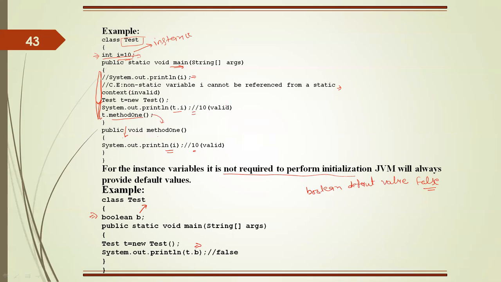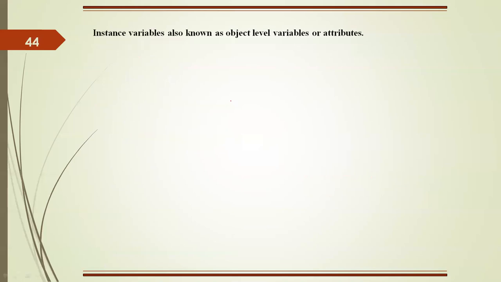Now next, some points are also there. An instance variable is also known as an object level variable or attribute. If anyone asks, you can say in a single word that an instance variable is the object level variable, because by creating an object, you can access the instance variable. Directly you can access it inside the instance area, not outside of the area, right?